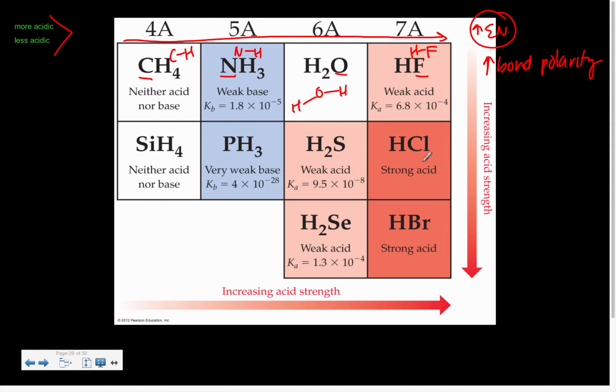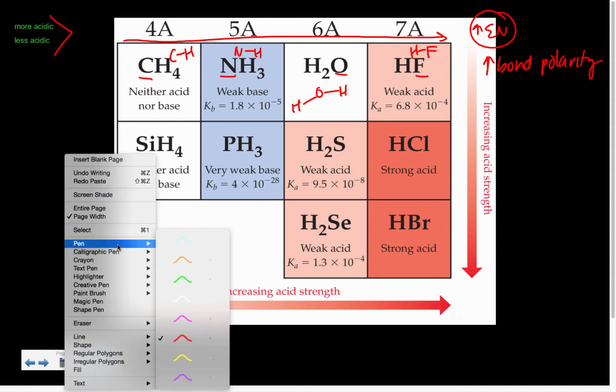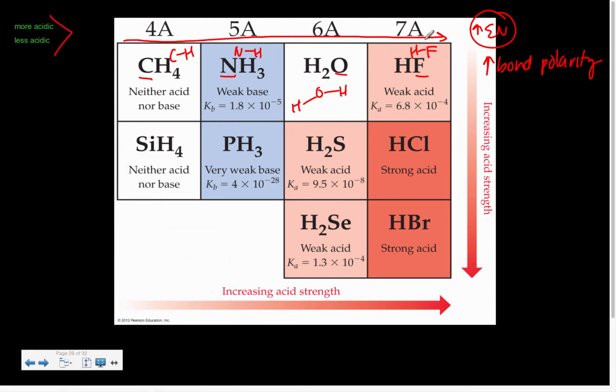All right, let's talk about going down the group. As you go down a group, think about fluorine versus chlorine versus bromine. What do we know? Group trends. We know that it gets larger. Radius increases as we go down the group.